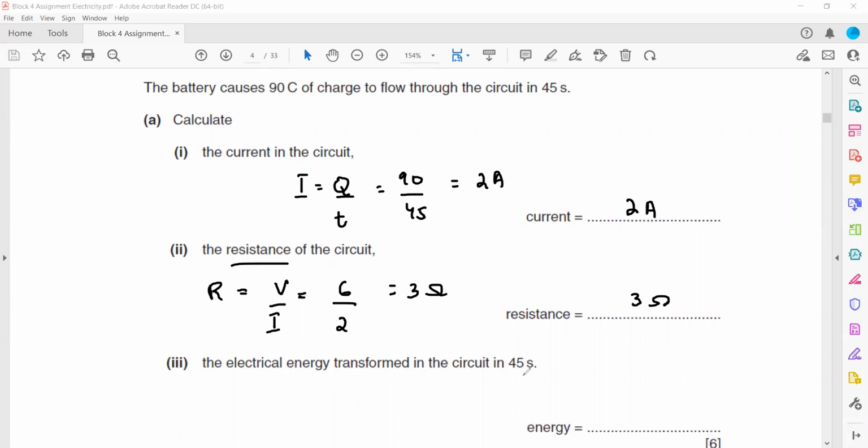For the electrical energy, the energy is power multiplied by time, or it is the product of voltage, current and time, VIT. V is the voltage, which is 6, I is the current, 2, and time is 45. So 6 multiplied by 2 is 12, and then 12 multiplied by 45 equals 540 joules. That is how much energy is transferred in 45 seconds. Is this question clear?